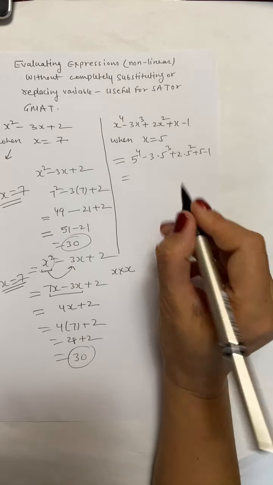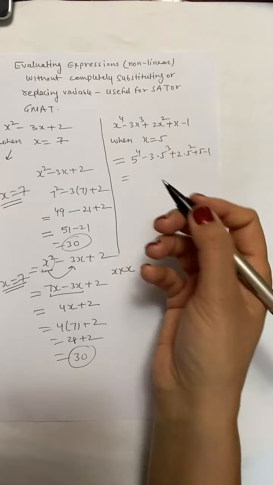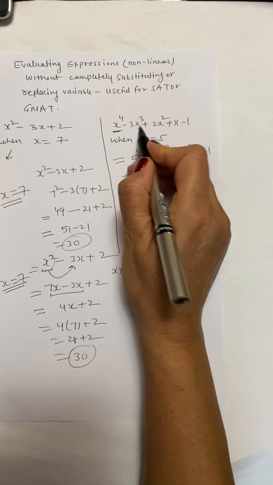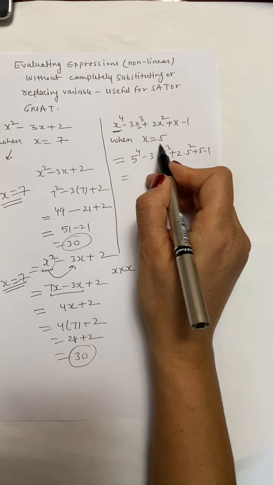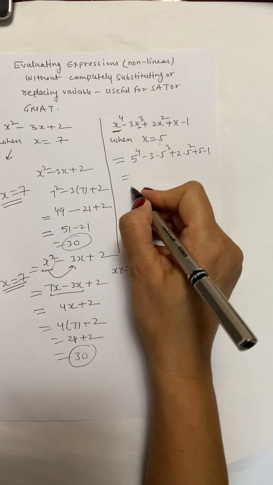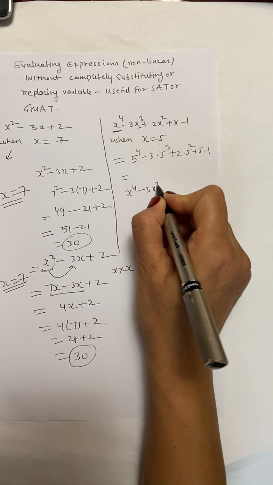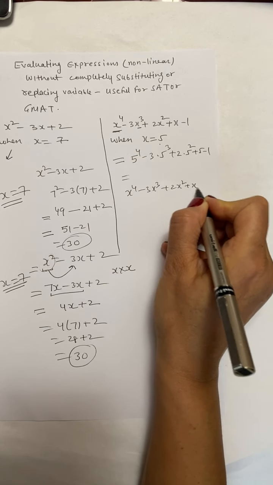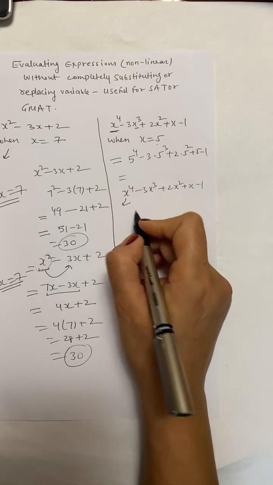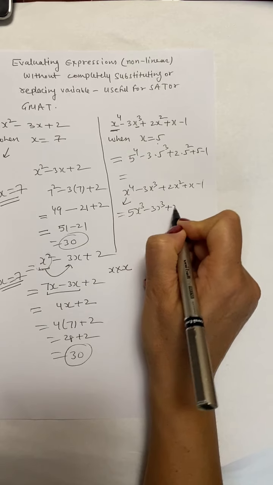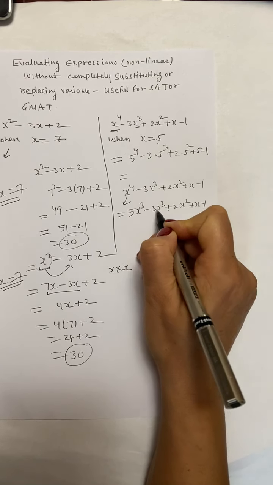Now I'm going to do it using my technique, my trick. We have x to the fourth and the next term is x cubed. So I'm going to write 5x cubed, because x is 5, just replacing one x by 5. Let's write the expression again. When you are replacing only one x, remember, this is 5x cubed minus 3x cubed plus 2x squared plus x minus 1.